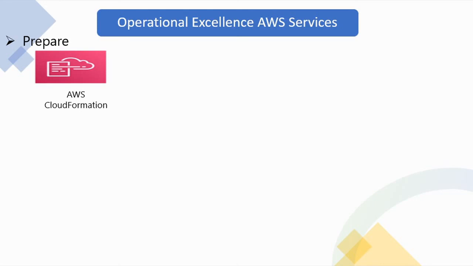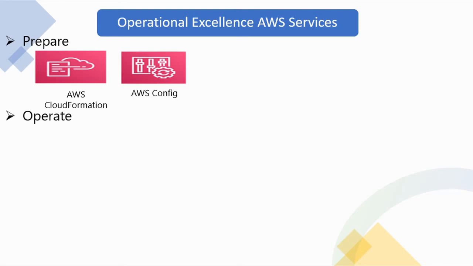And then Config would be really nice to be using as well. We haven't seen Config in depth in this course, but Config could be used to evaluate the compliance of your CloudFormation templates. Then after preparation, you operate. You need to operate and basically automate as much as you can. You should release fast. You should avoid manual processes. So again, CloudFormation would be a great tool for this. Config as well.